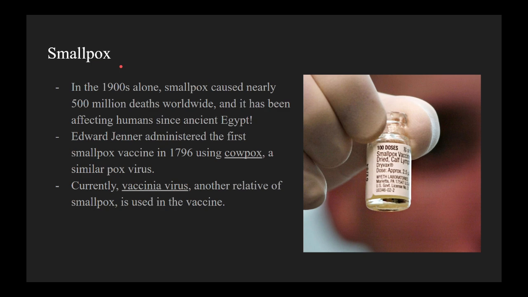So in the 1900s alone, in 100 years, smallpox caused nearly 500 million deaths around the entire world. And that's just 1 century. This has been plaguing humans since ancient Egypt, since there are records of mummies that have smallpox and stuff.